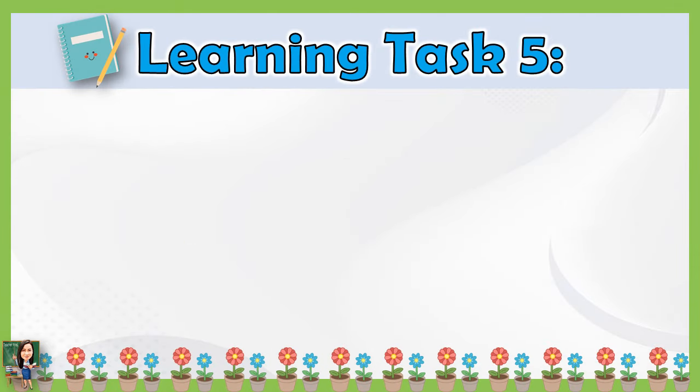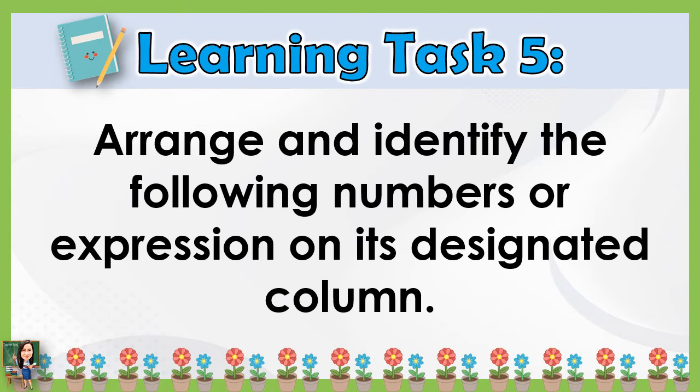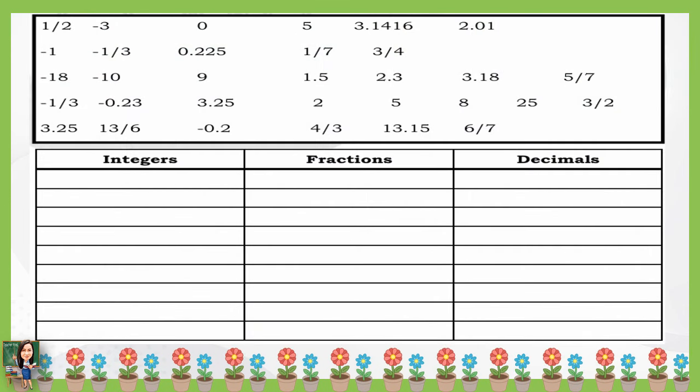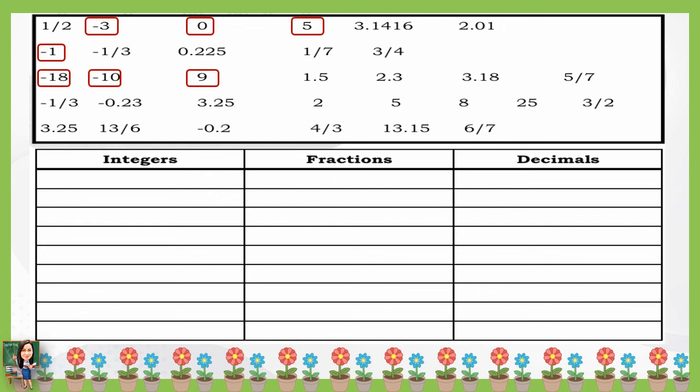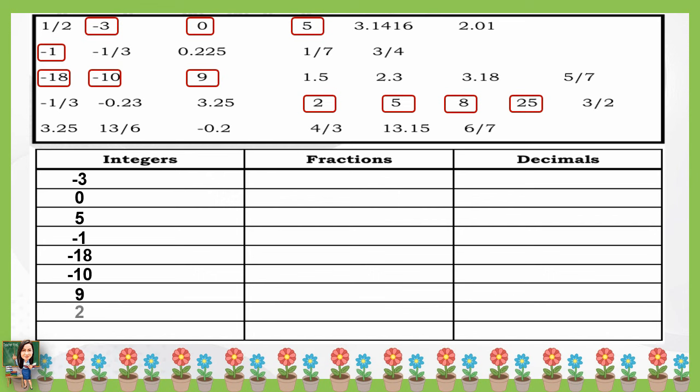And for learning task 5, arrange and identify the following numbers or expression on its designated column. The integers are negative 3, 0, 5, negative 1, negative 18, negative 10, 9, 2, 5, 8, and 25. Then write them on the first column. So these are the integers.